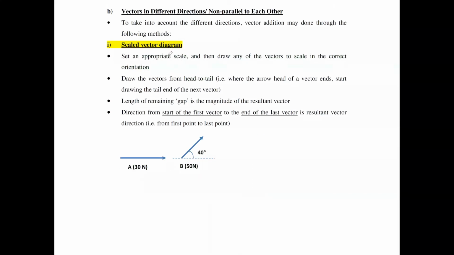Applying what we've learned to an example, we have vector A at 30 Newton acting horizontally, vector B at 15 Newton acting at an angle of 40 degrees to the horizontal. We're interested in finding out the resultant force. Under the scale vector diagram method, we must first set an appropriate scale before we can draw any of the vectors to scale in the correct orientation. At the same time, the vectors need to be drawn from head to tail.